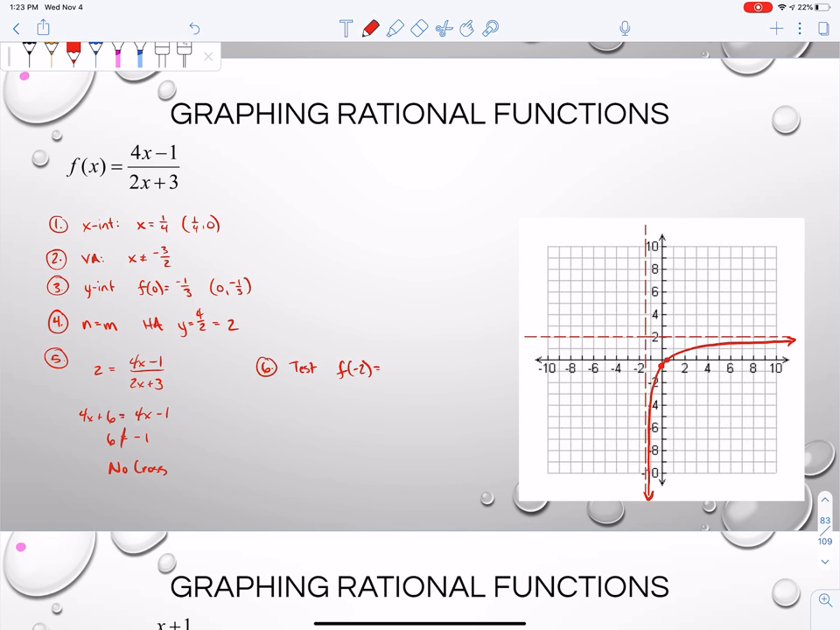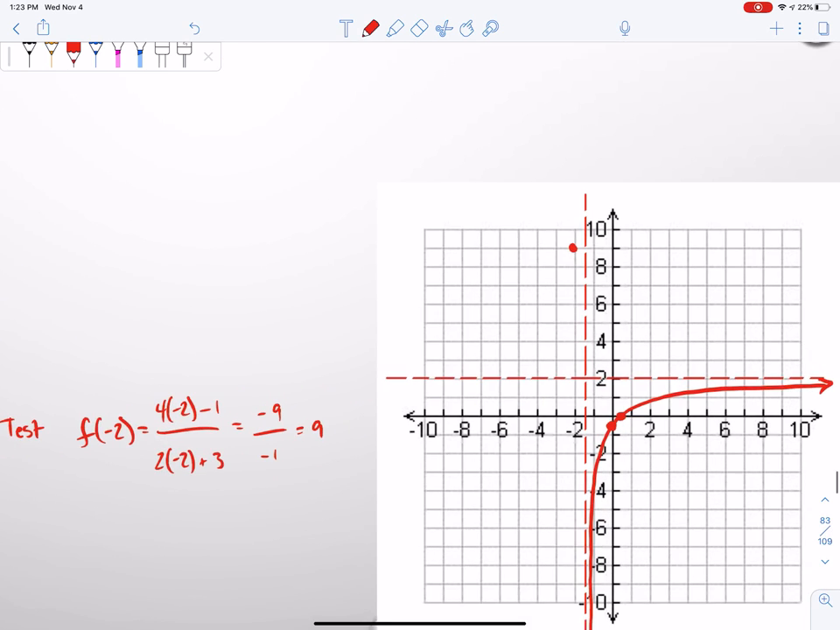F of negative 2, if I plug this in, I'm going to have 4 times negative 2 minus 1 over 2 times negative 2 plus 3. So I have negative 8 minus 1, or negative 9, over negative 4 plus 3, which is negative 1, so I have positive 9. So at negative 2, I'm going to be up here at positive 9. Again, I'm bounded by these asymptotes. Since I'm above the horizontal asymptote, I know that my graph must look something about like this.